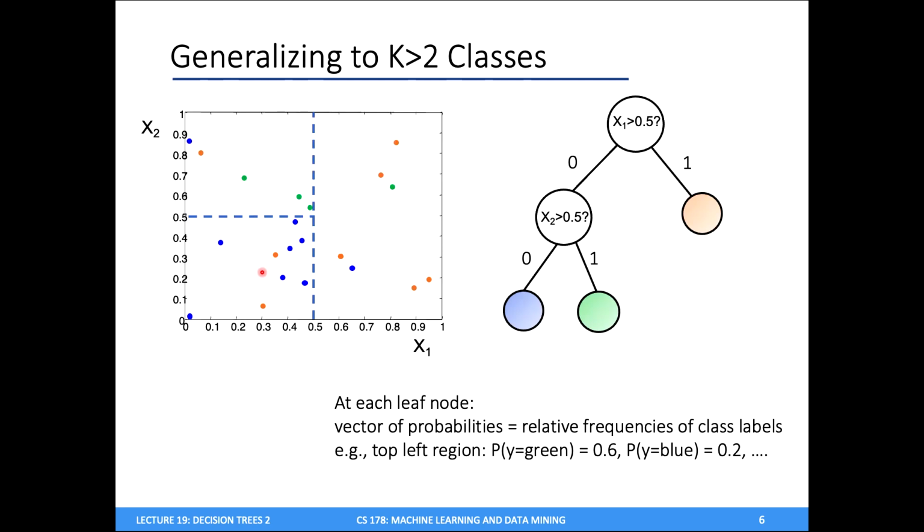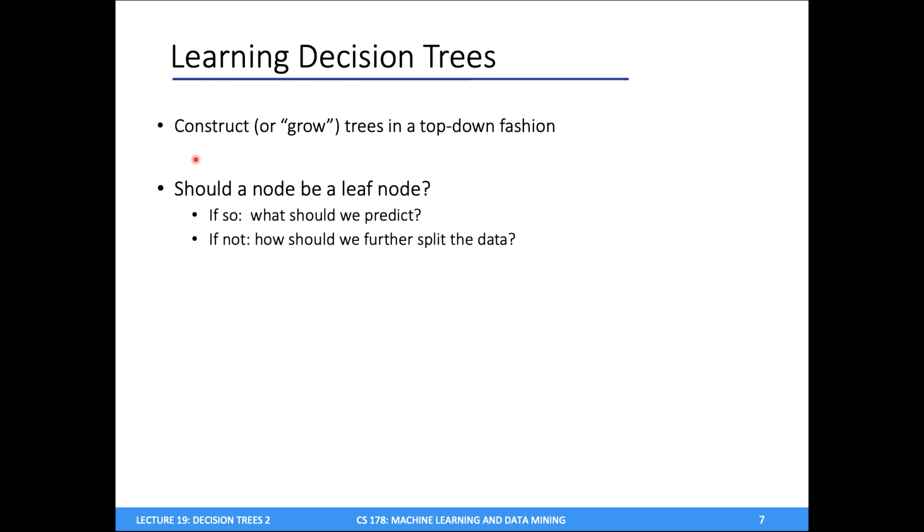Okay, so we saw all this in the last lecture, just recapping how these work. Today we're going to go a little bit more slowly through how you actually learn decision trees, and we'll see some examples of how this works. The idea, again, is we're going to somehow construct or grow these trees in a top-down fashion.